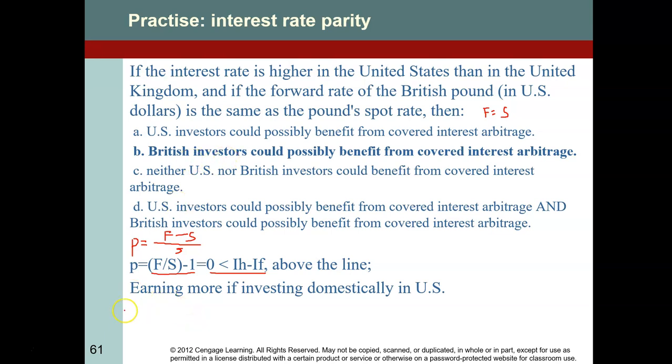UK investors could earn more if investing in the US. At the same time, US investors could also earn more if they invest domestically in the US. So investors from both countries can make more money if they invest in the US compared to investing in the UK. It's just that US investors only need to invest domestically, while UK investors could possibly benefit from covered interest arbitrage.